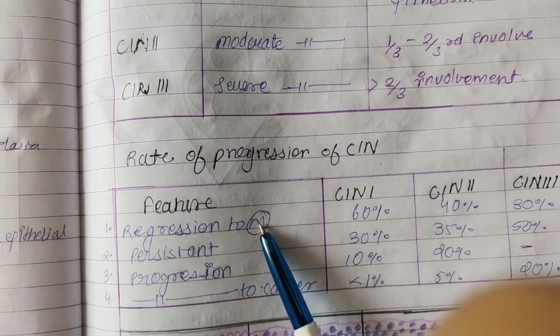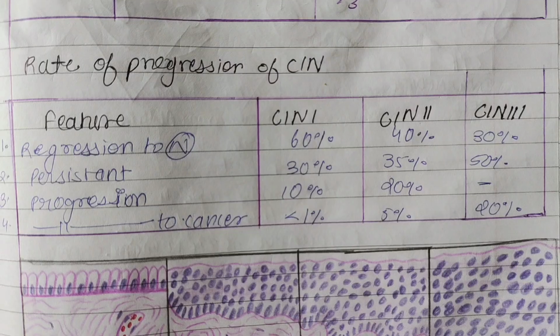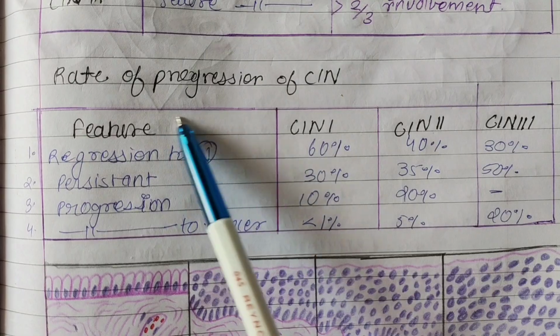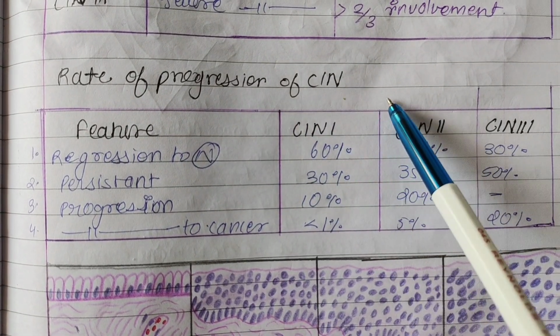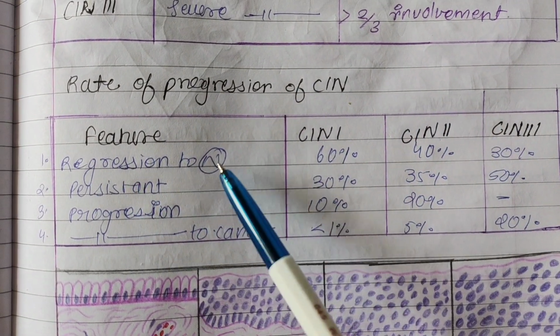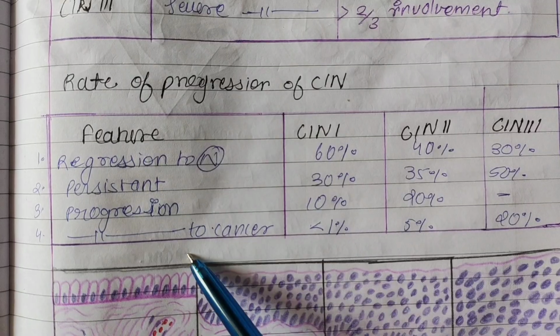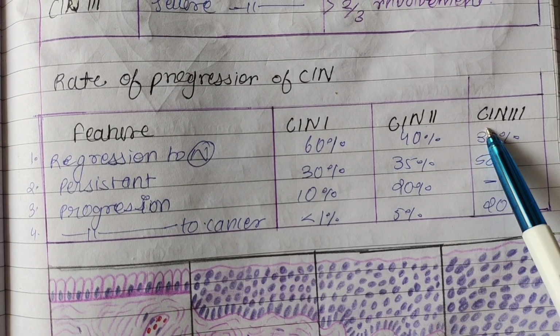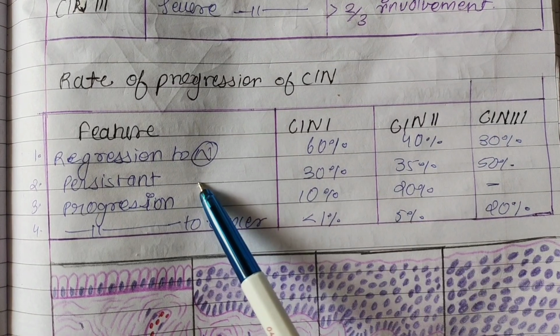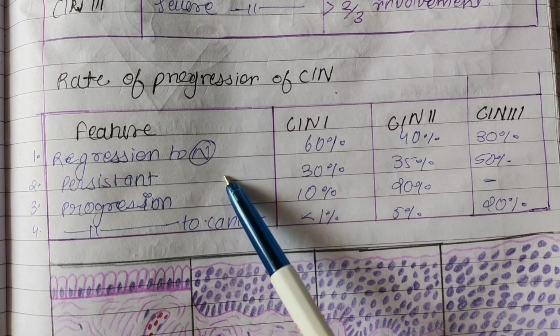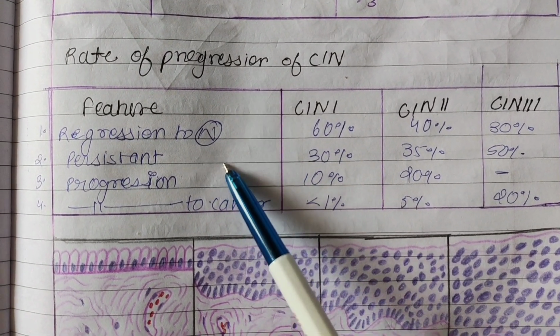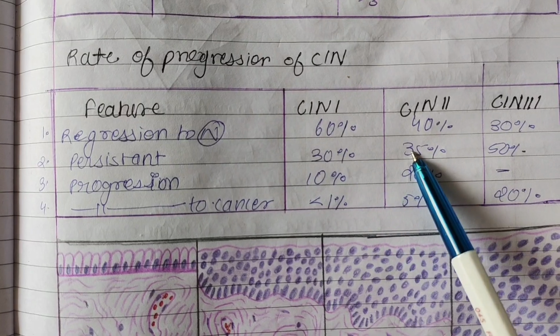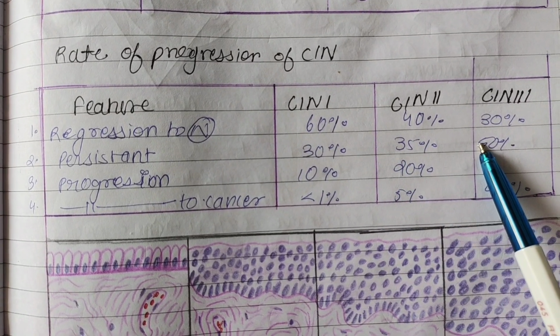Now, rate of progression. We will see the rate of progression of the CIN system into cancer. First, it regresses to normal. Chances of converting back to normal is 60% in CIN I, 40% in CIN II, and 30% in CIN III. If persistent, it remains the same. Chances are 30% in CIN I, 35% in CIN II, and 50% in CIN III.